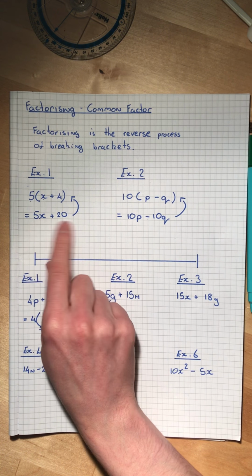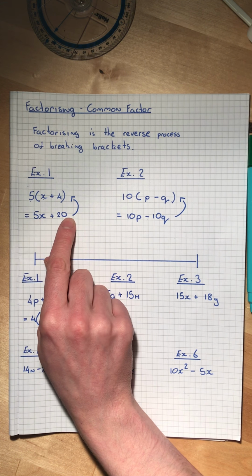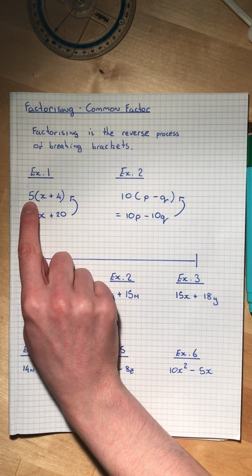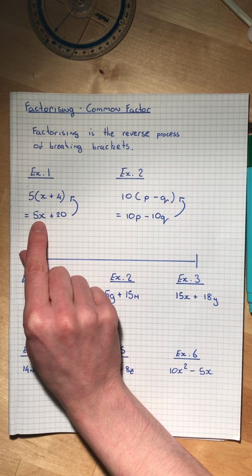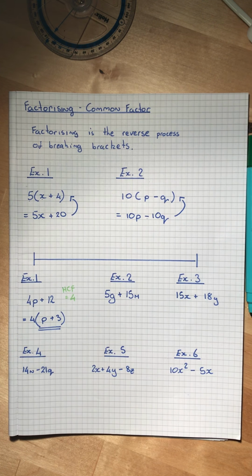We can compare that to this question. If we took the highest common factor out of 5x plus 20, 5 would be the highest common factor. So it's going to go outside the brackets. 5 times x gives 5x, and 5 times 4 gives 20. So it really is just the complete reverse of what we've been doing before.